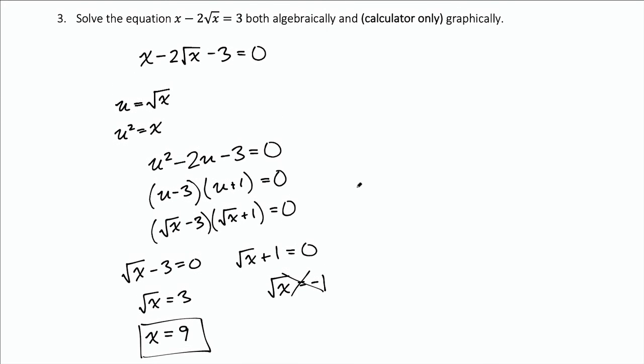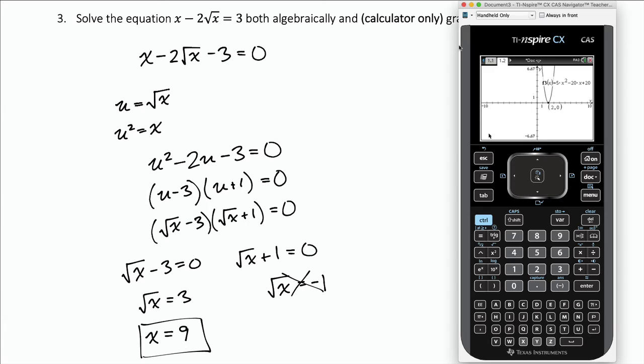Now, that was our algebraic solution. For a graphical solution, let's go ahead and look at our calculator. Let's create a graph. We can graph either both sides of this or move everything to one side and then graph that and find the zeros. Let's go ahead and just find the zeros here. So we have x minus 2 square root of x, and then minus 3.